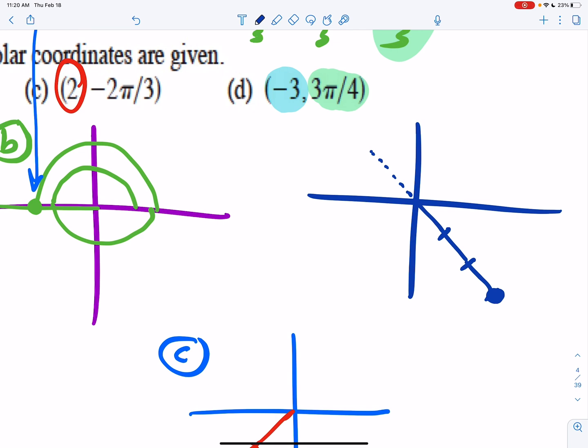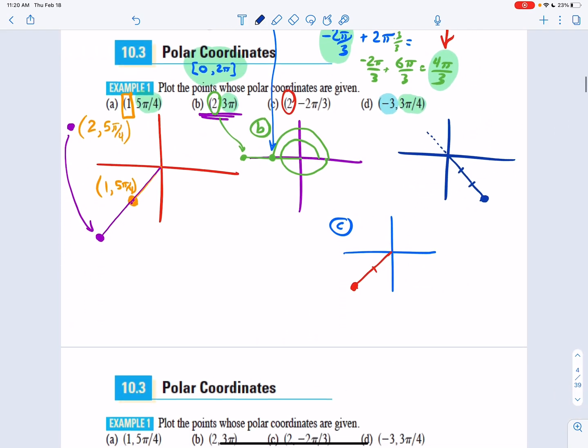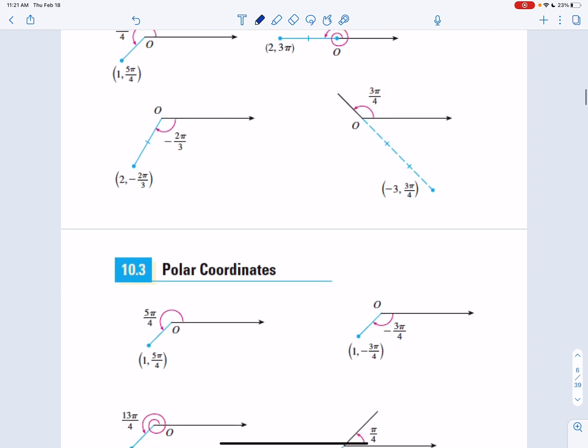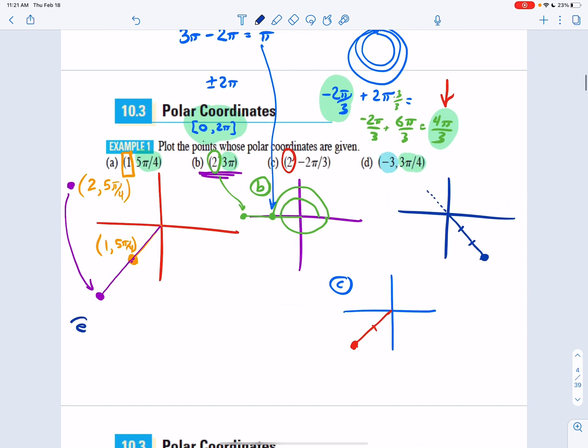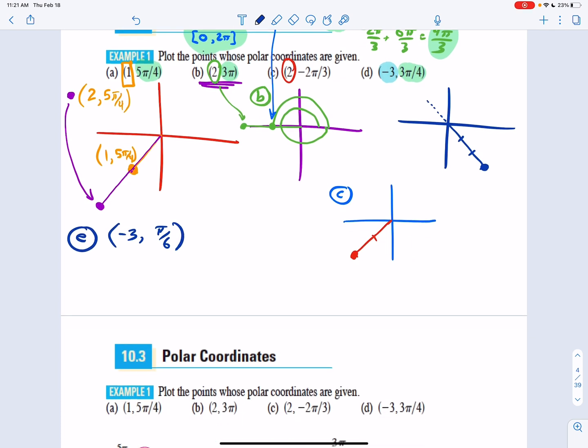Okay, so hopefully you've seen enough here. Let's run 2 more just to make sure. Here's part E. So if I did -3 comma pi over 6, try that one there. Okay, so pi over 6 I know is in the first quadrant. So I'll put a little dot there. Because the radius is -3, I know I have to go in the other direction. So the opposite of quadrant 1 is actually quadrant 3. So I'm going to go 3 units the other way.